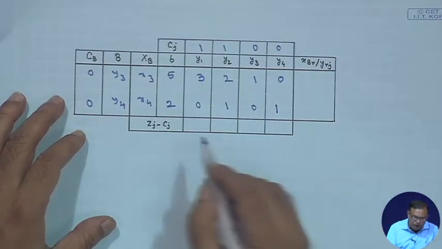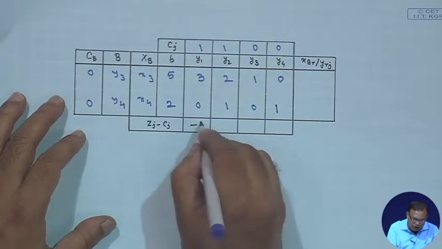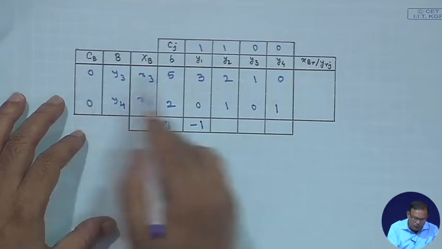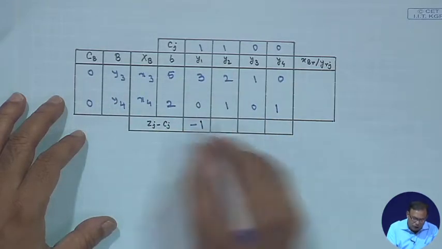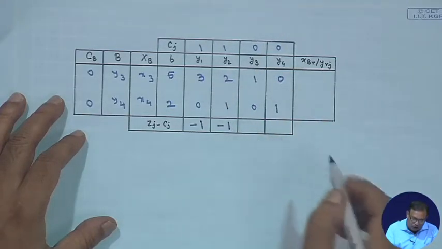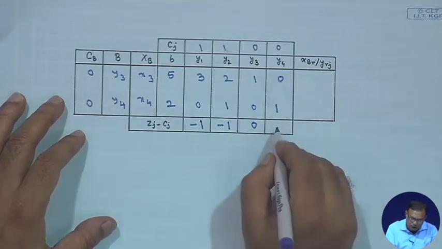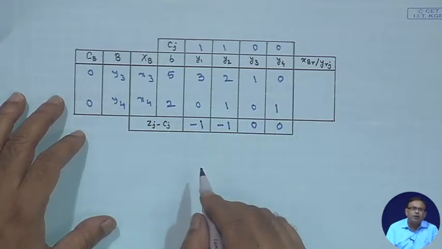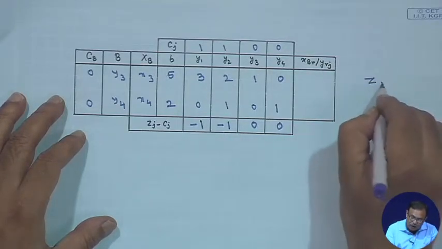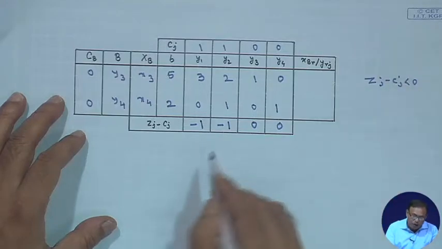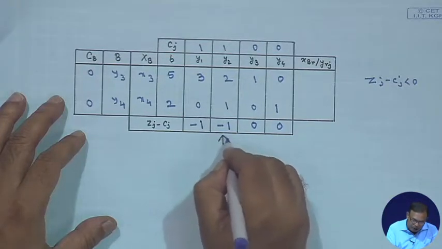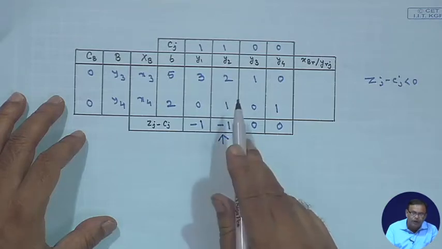From the initial simplex table, now calculate the zj minus cj values. This will be 0 into 0 minus 1, this will be 0 into 0, 0 into 2 plus 0 into 1 minus 1. So, it will be minus 1, this will be 0, since 0 is there, this will be 0. Now, zj minus cj should be greater than or equal to 0, but here zj minus cj is less than 0. Both are having the same value, so any one you can choose. I am choosing this one. So, x2 will be the entering vector over here.